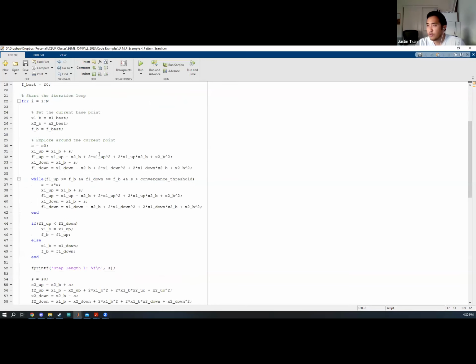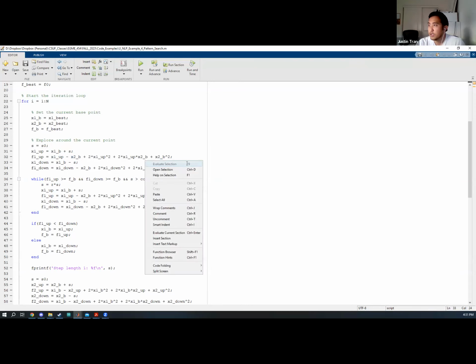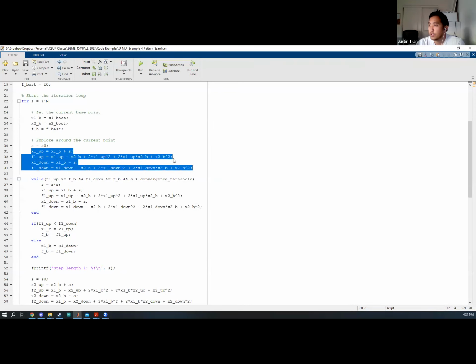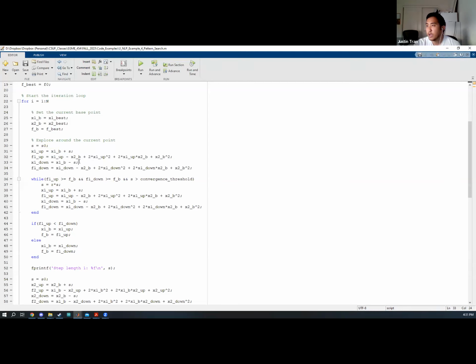Okay, from there we launch into the algorithm. Remember, in order to run pattern search, you first have to take steps in the coordinate directions. First we're going to take a step in the x1 direction, and you can see here that I'm modifying x1, taking steps in the positive and negative direction. That's what these lines of code are doing. First we take a step in the positive direction: x1 up is equal to x1 base plus s, and then we evaluate the objective function there. x1 down is equal to x1 base minus s, and then we evaluate the objective function there.